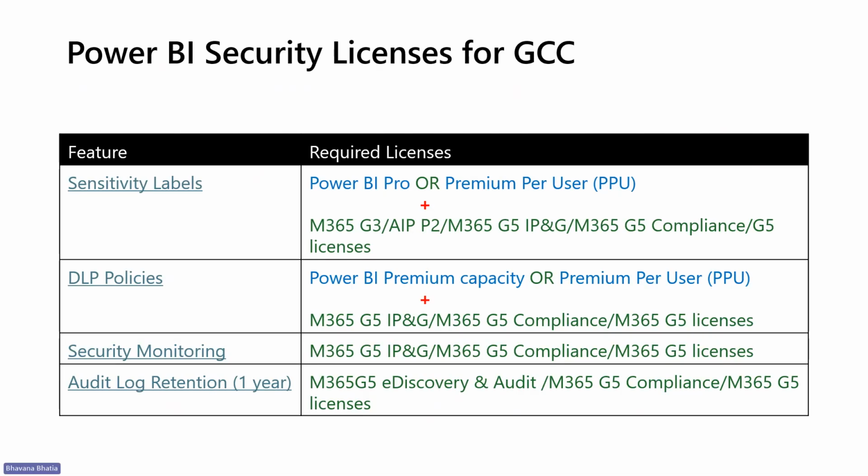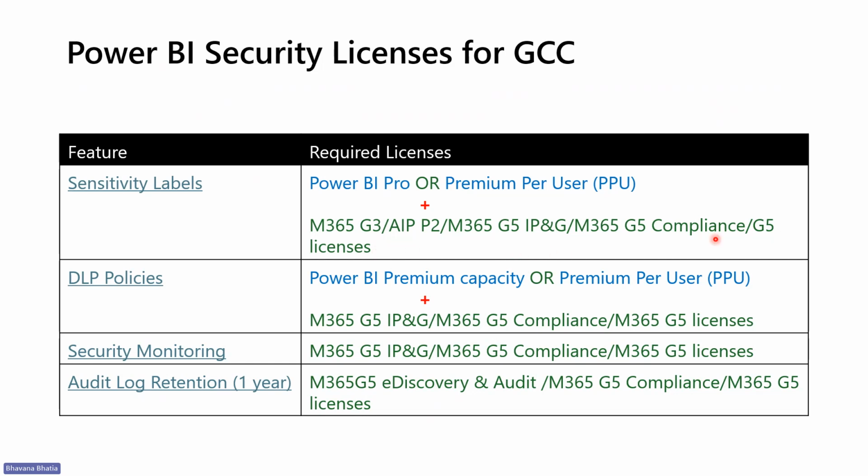Next comes the licensing question. Most of you here may be curious about what the licensing structure looks like for all the capabilities that we talked about. What I'm showing you here is the Power BI security licensing specifically for GCC tenants or government tenants. If you want to manually apply sensitivity labels to Power BI files, then your end users need a Power BI Pro or Power BI Premium per user license. In addition to this, they also need either M365 G3 or AIP P2 or any G5 license SKUs that are listed over here.